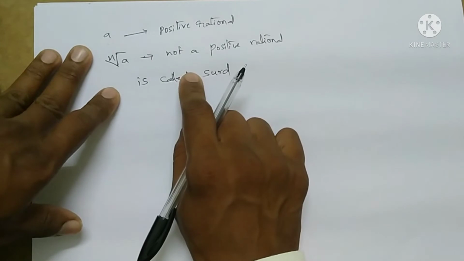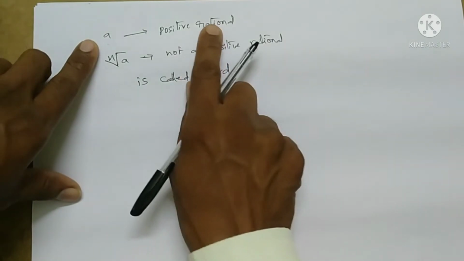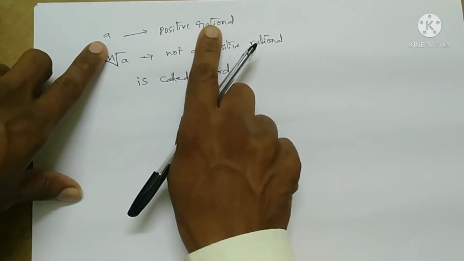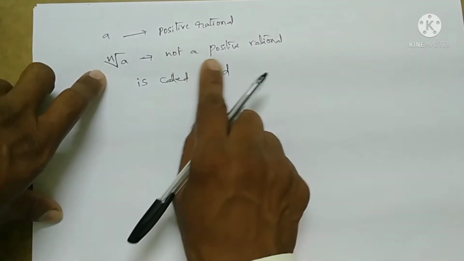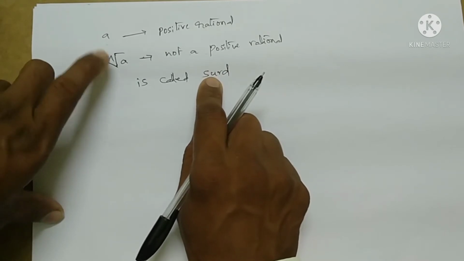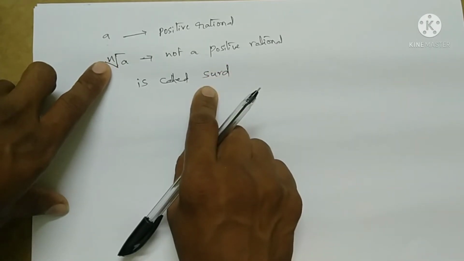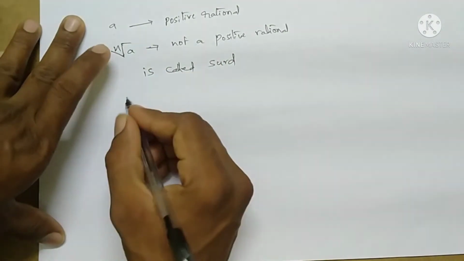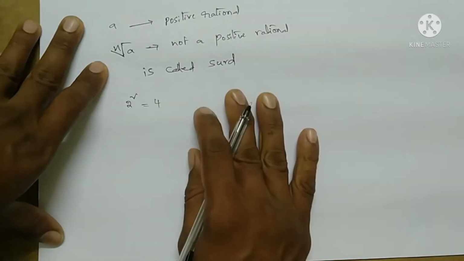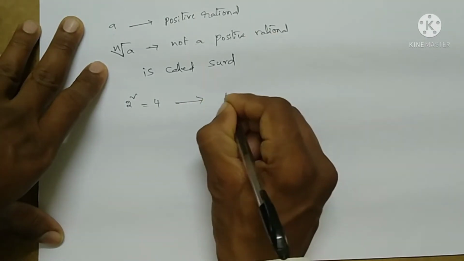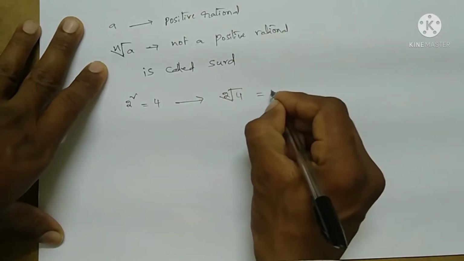So our next topic is surd. What is this surd? If A is a positive rational, then the nth root of A, if it is not a positive rational, is called a surd. So examples of surds. Here 2 square is equal to 4. Then second root of 4 is equal to, what is the result? 2.